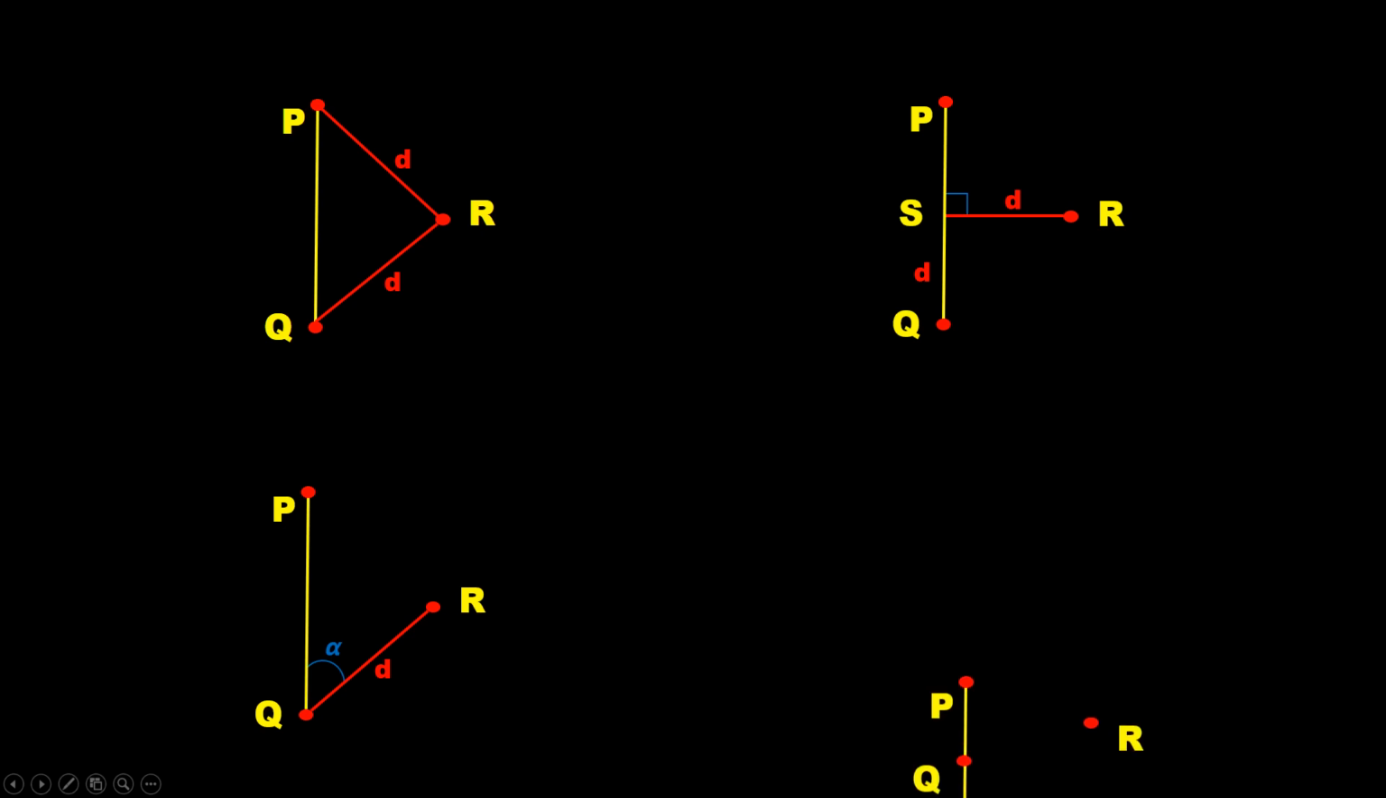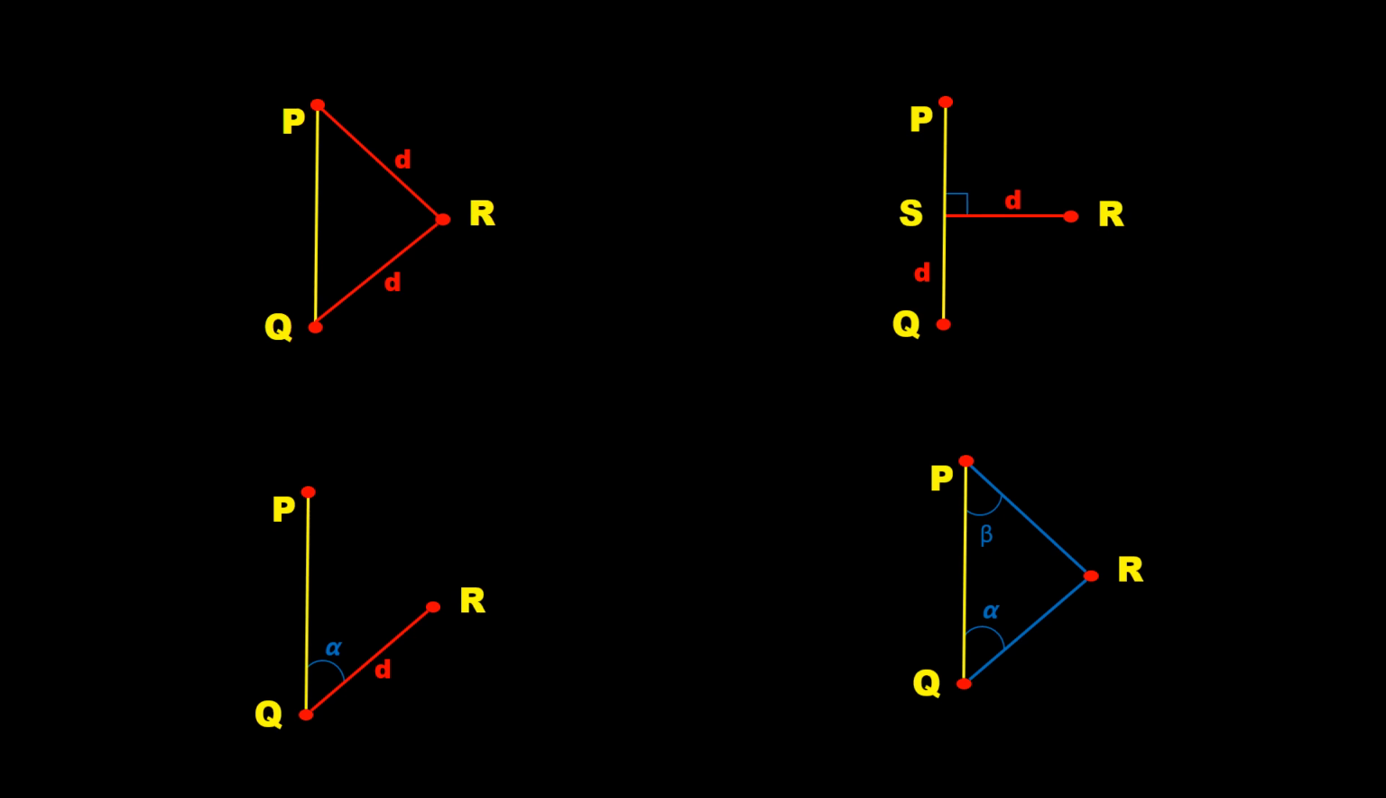loosely. The fourth one here, you could measure the angle QPR, and you could measure the angle PQR, and that would be sufficient information to enable you, because we would have the distance and 2 angles, to enable you to find the unique position of R. This method is typically called triangulation, or using triangles really.